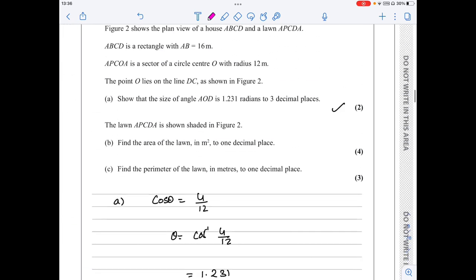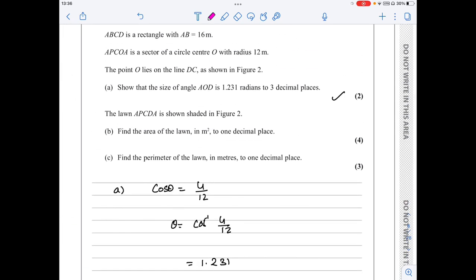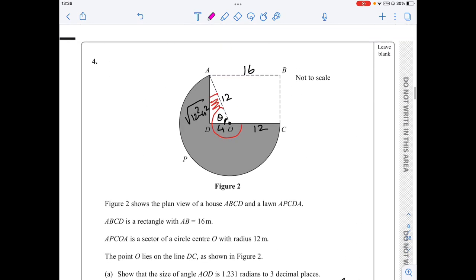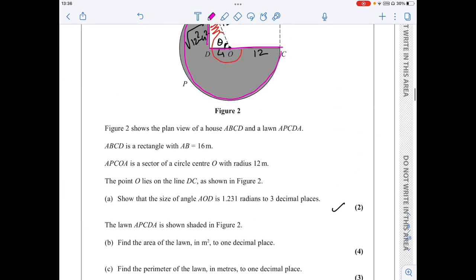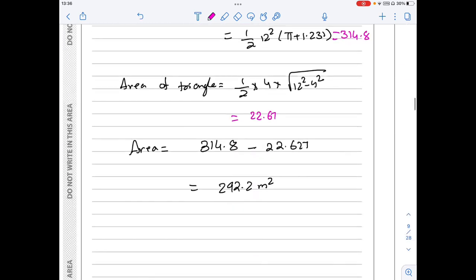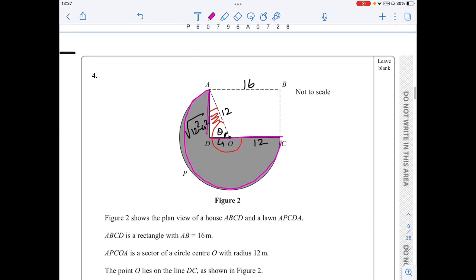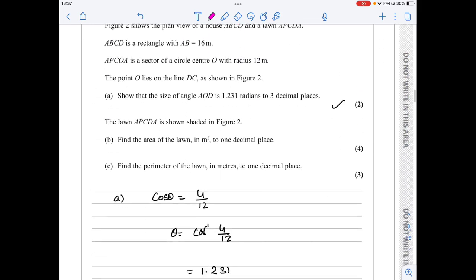Next it is asking us to find the perimeter of the lawn. Where is the perimeter of the lawn? It is the length of this arc plus 16 plus this AD. What is the name of the arc? APC. Perimeter equals arc APC plus CD plus DA.